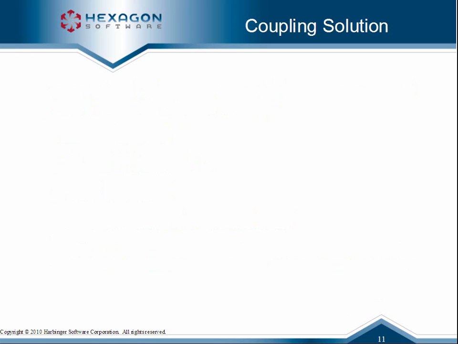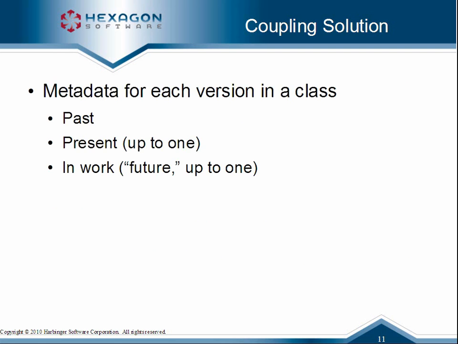Finally, there's the coupling problem. How do you couple your clients to the right version? You don't want to not couple your clients to the database. You want to go the opposite way. You want to couple your clients to the public design of your database, but always to the right version, the current design. What you need is metadata for each version available in whatever it is that represents your class of databases. That includes all of your past versions, your present version, and possibly a future version.